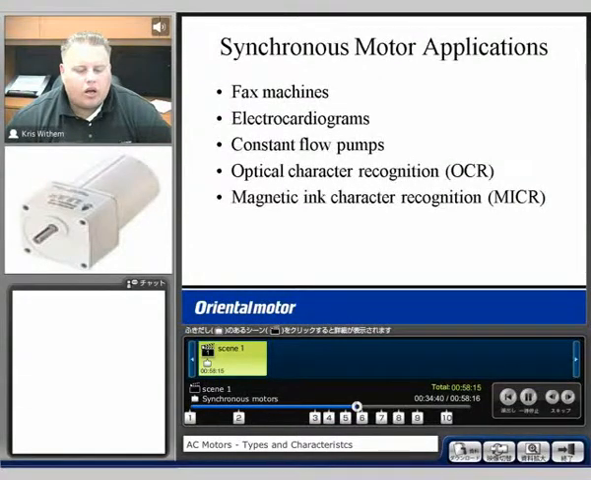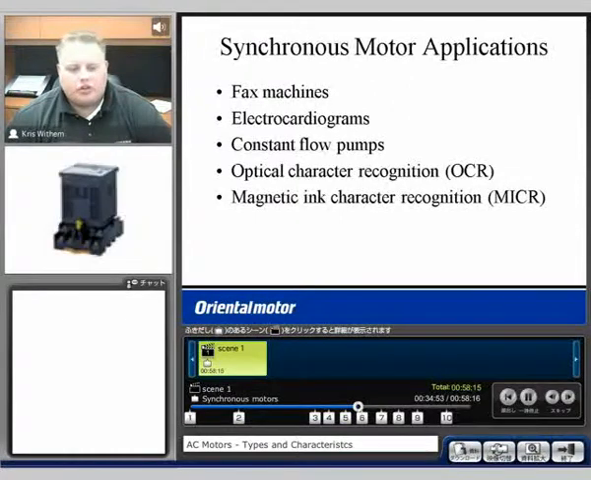Synchronous motor applications are most commonly used in fax machines, electrocardiograms, different types of heart monitoring machines, constant flow pumps, optical character recognition, and magnetic ink cartridges.